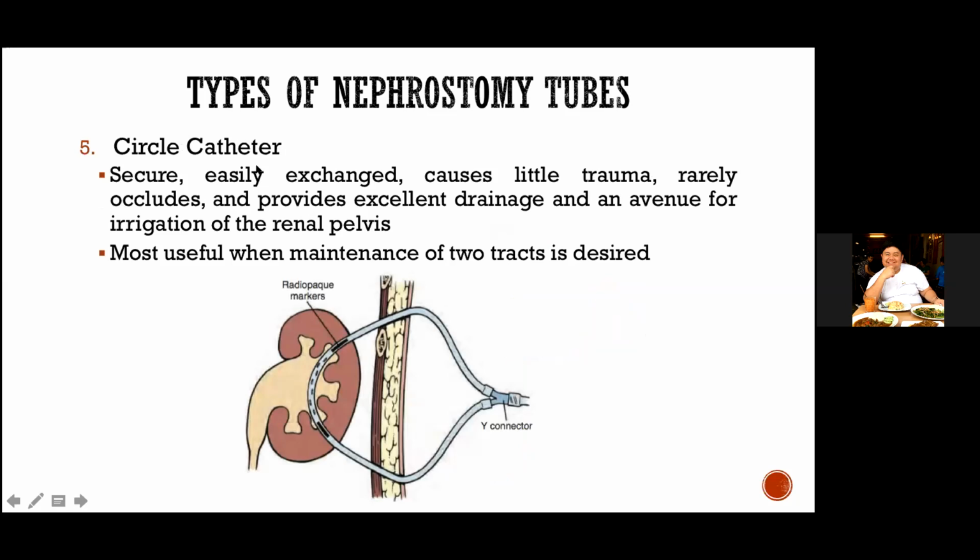Last is the circle catheter. So it is secure, easily exchanged, causes little trauma, rarely occludes and provides excellent drainage and an avenue for irrigation of the renal pelvis. So it requires 2 percutaneous skin access sites, and it is most useful for maintenance of 2 tracts, such as those for irrigation and if a second look nephroscopy is desired.